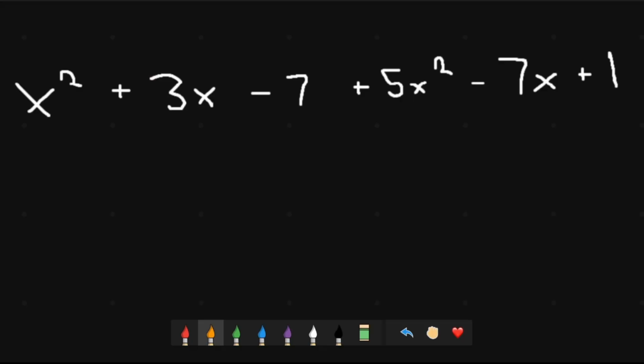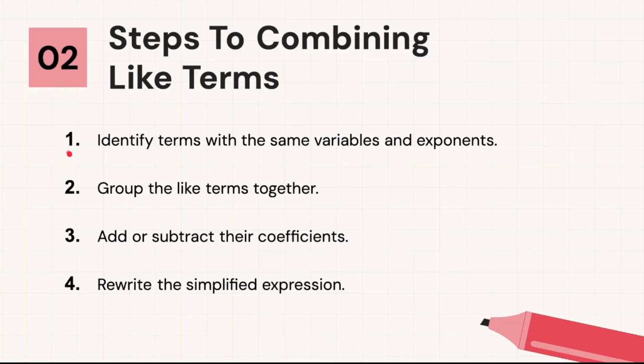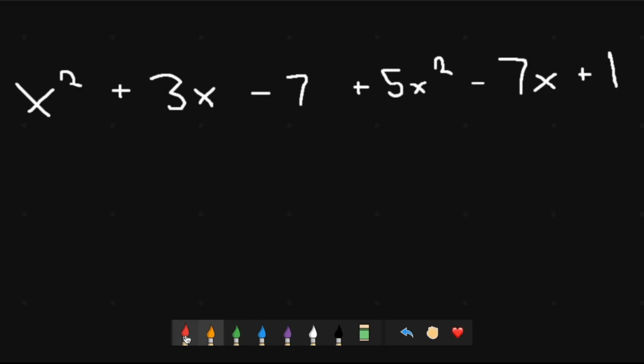So for example, let's take this expression. We have x squared plus 3x minus 7 plus 5x squared minus 7x plus 1. So our first step when combining like terms is identifying terms with the same variables and exponents. So in this expression, our first two like terms would be x squared and 5x squared. The reason for this is that both terms contain the same variable, which is x, and the same exponent or power, which is to the power of 2.